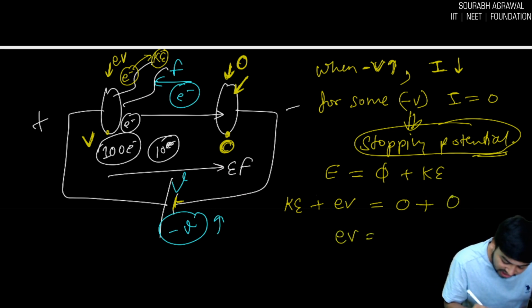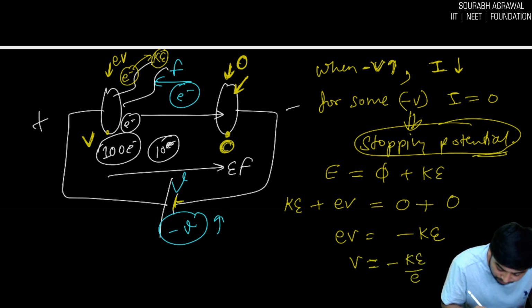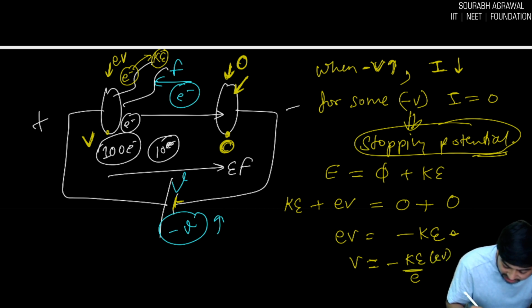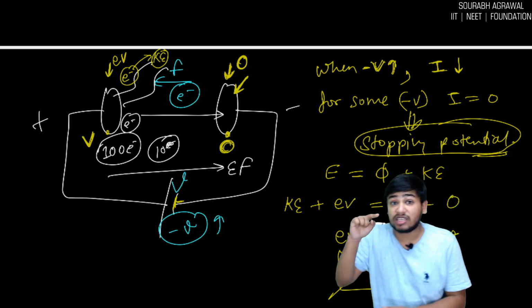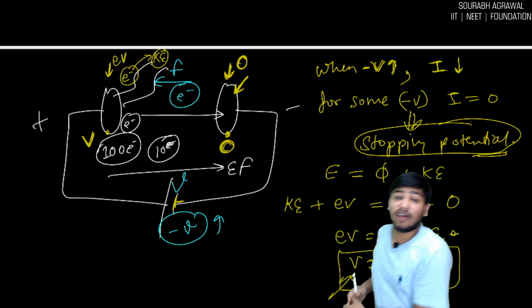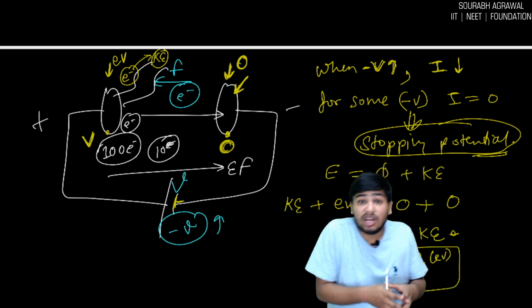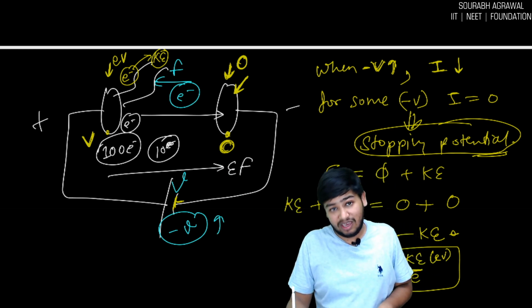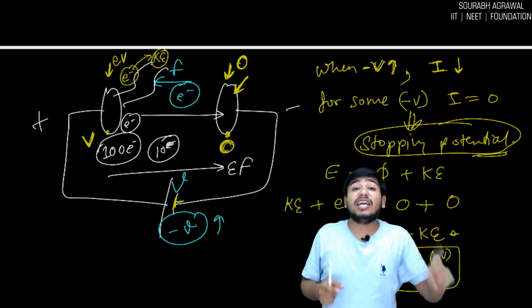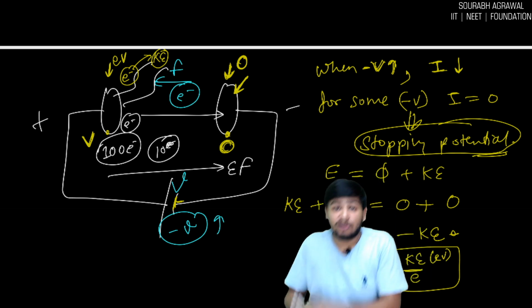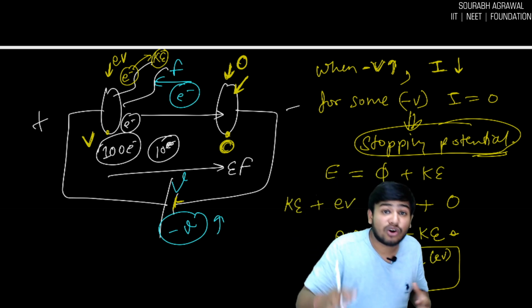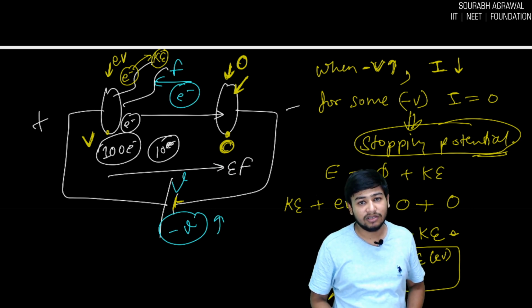So see, eV is equal to minus kinetic energy. So V is equal to minus kinetic energy by e. Always remember, this kinetic energy we take in eV. Then you will get the stopping potential. See, a negative sign is coming. That means a negative potential is required. Can you remember this? The stopping potential is minus kinetic energy by e, and the kinetic energy you have to calculate in electron volt. Are you getting my point?